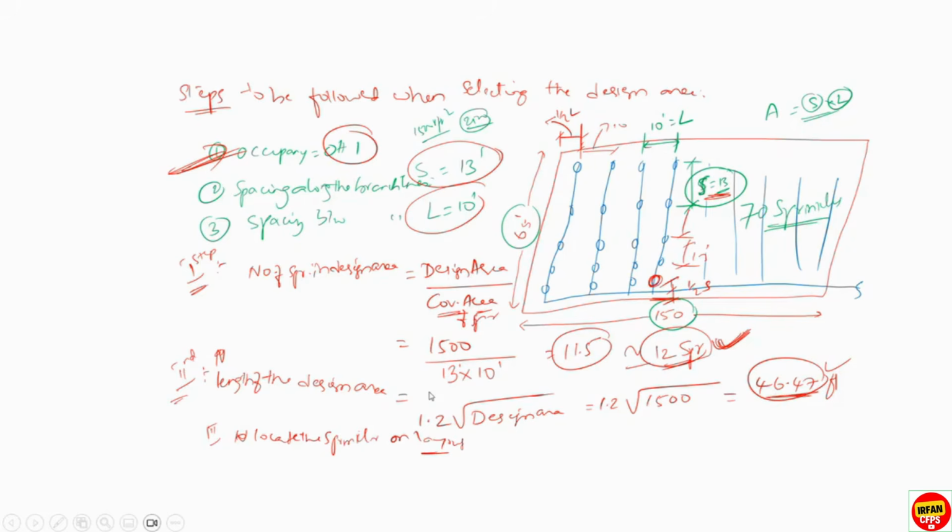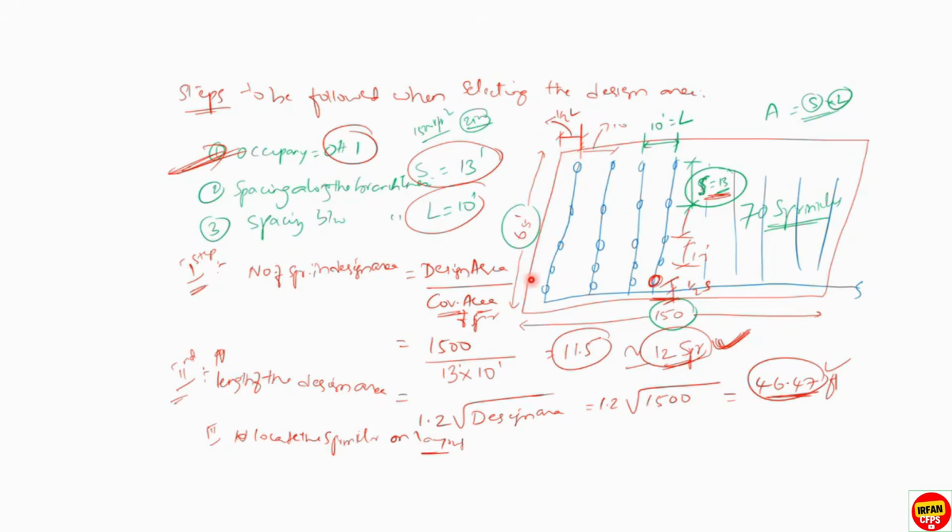So first step you understand, second step you understood, third step locate the sprinklers on this layout, right? On this layout. So how to select? Now here if you see, the length along the branch line will be 46.47. From this wall, we just come down because this is 65 feet, right? So the 46.47 will be somewhere here. So this is the length. I will draw in the next slide. Just remember this is the length 46.47 and you need to consider 12 sprinklers, right?